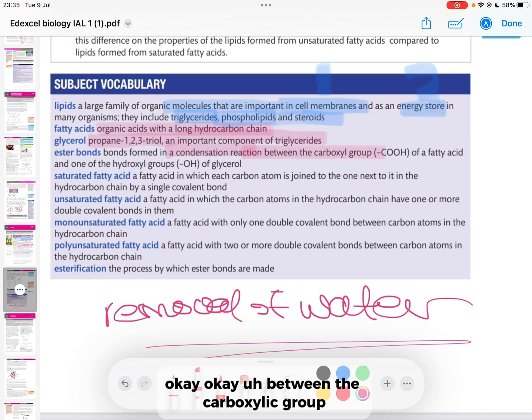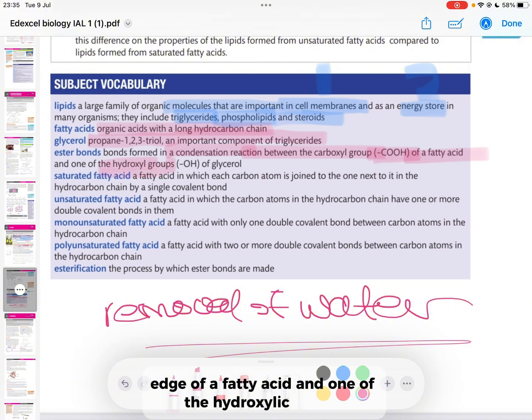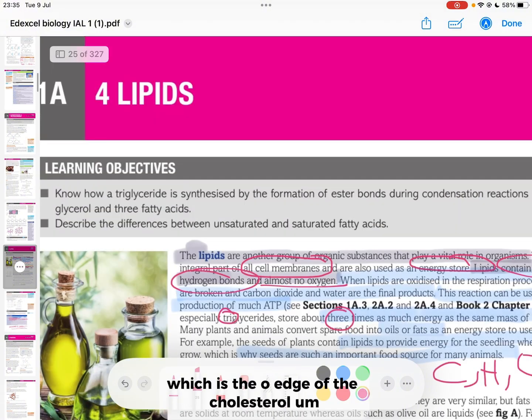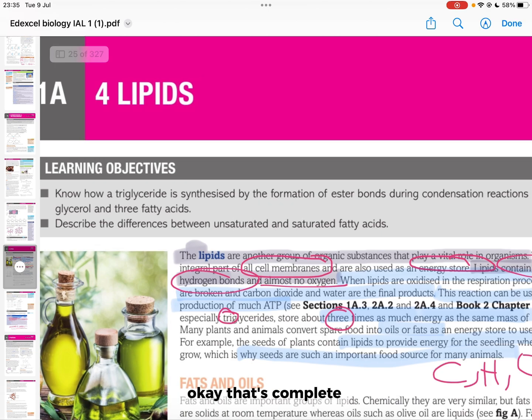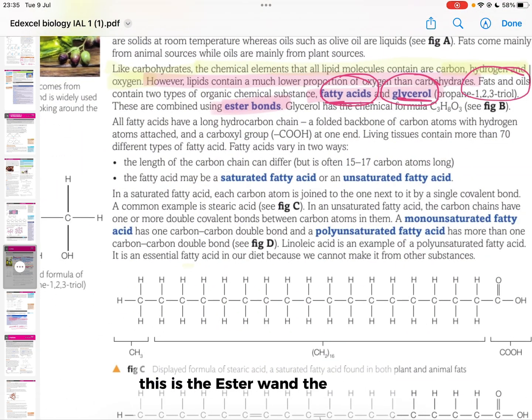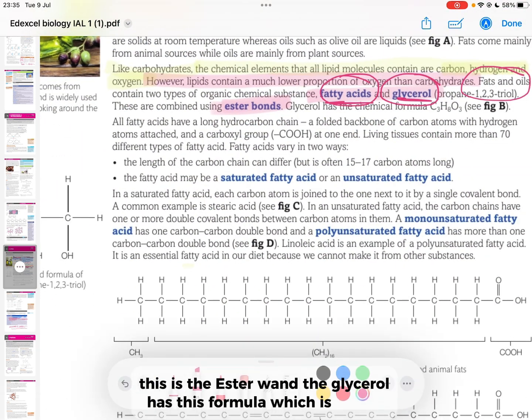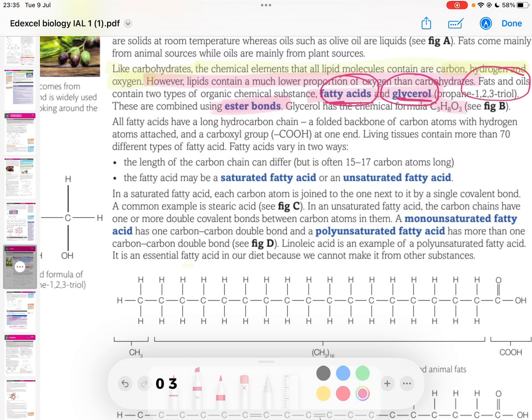Between the carboxylic group, the COOH of a fatty acid, and one of the hydroxyl groups, the OH of the glycerol. Okay, that's complete. This is the ester bond. The glycerol has this formula, C3H8O3. All fatty acids have a long hydrocarbon chain, a folded backbone of carbon atoms with hydrogen atoms attached, and a carboxylic group COOH at one end.